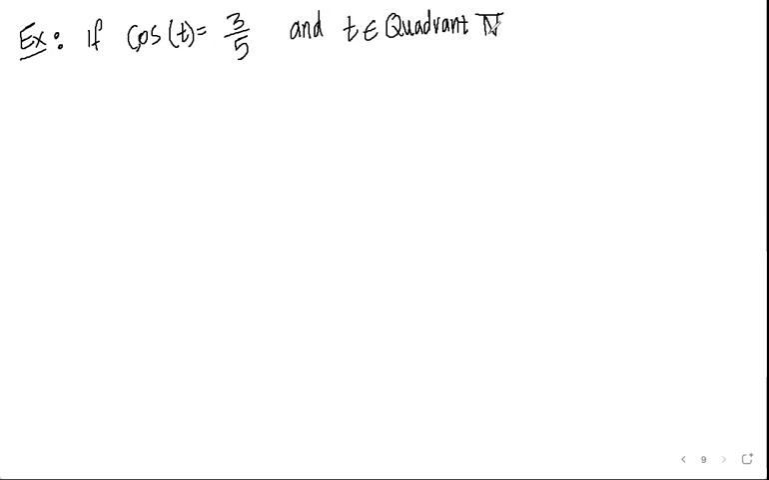If the cosine of the function t is given as 3/5, and this t belongs to the fourth quadrant, the question is: find the values for all trigonometric functions.